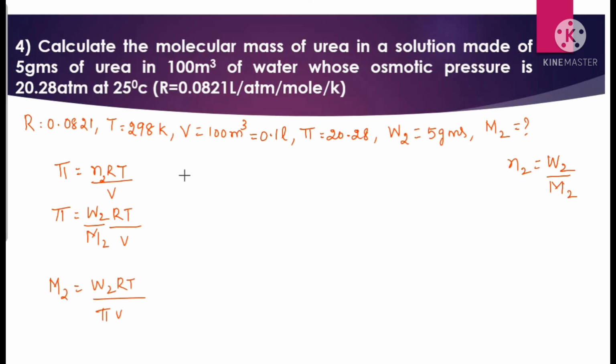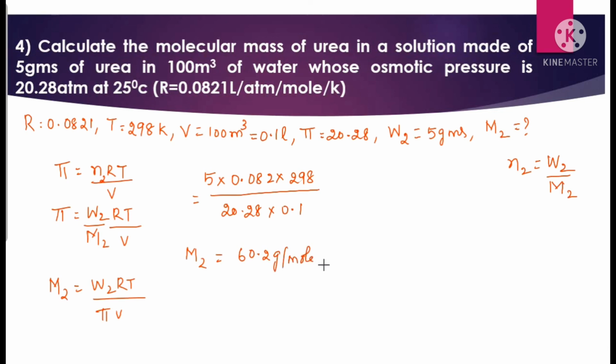So what is the value of W2 here? 5. 5 into what is R? 0.082. What is T? It is 298 Kelvin, divided by the osmotic pressure, which is 20.28, and volume is 0.1. So the answer is molecular mass, M2, is equal to 60.2 gram per mole. It's a simple problem, so you can directly substitute all the values and find out the answer. Hope you have understood all the problems, students. We shall see in the next session.